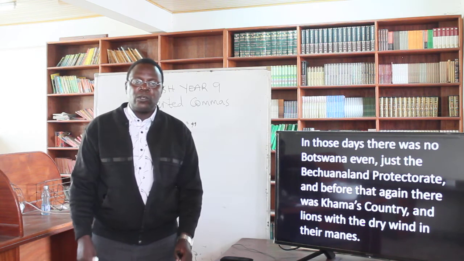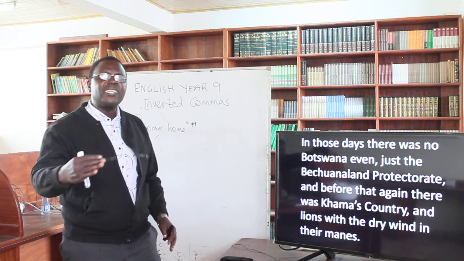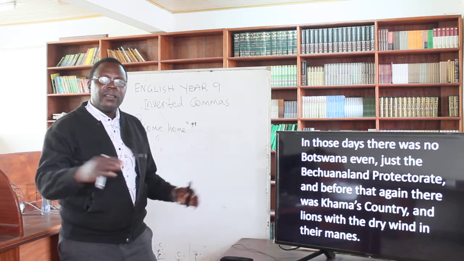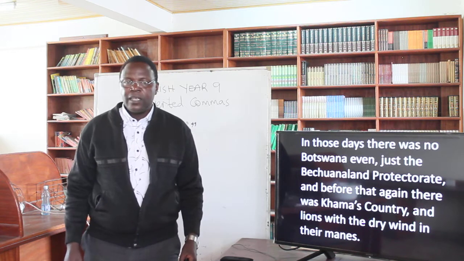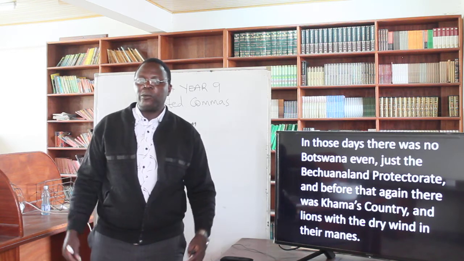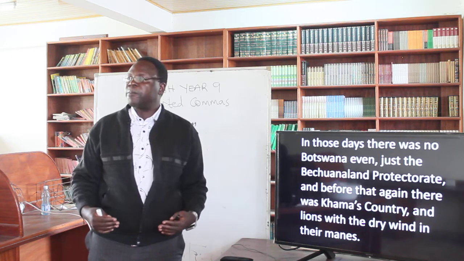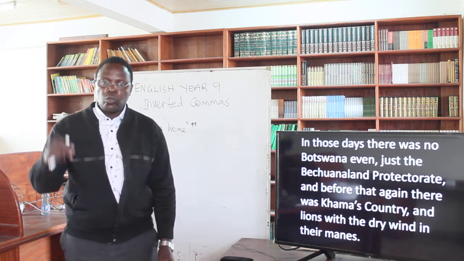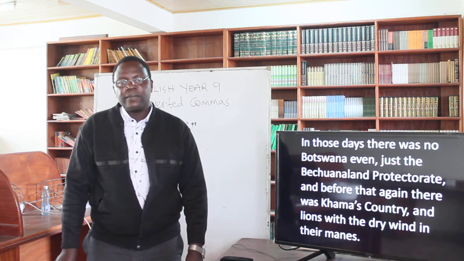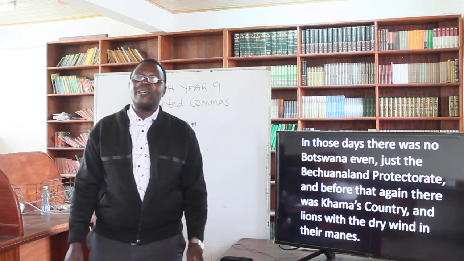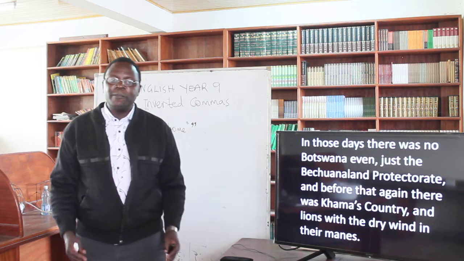You know, when the white man was in Africa, he separated countries into regions. He demarcated what we call protectorates. That's why in East Africa we had the East African Protectorate, ruled under a white governor. So here she talks about the Bechuanaland Protectorate.